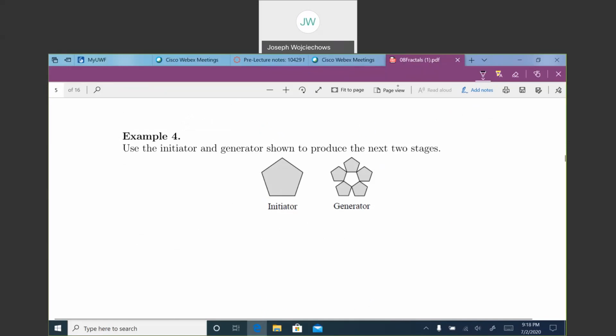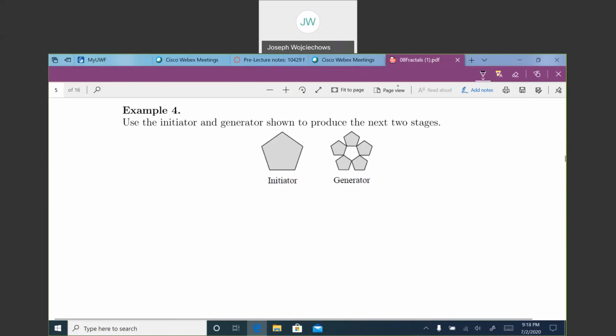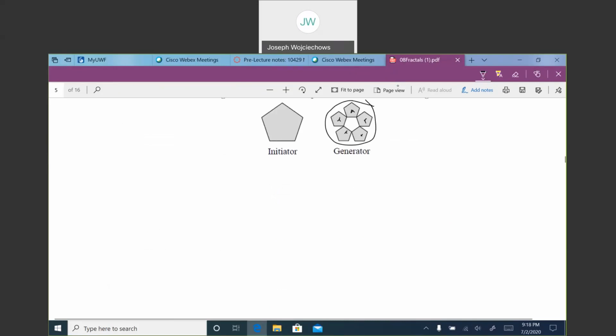So we use the initiator and generator shown to produce the next two stages. Now my drawing is not the best, so I'm not going to draw this. What we would do is take this generator here and produce 5 of them in here, and then we would do that again. That's much too complex for me to draw.